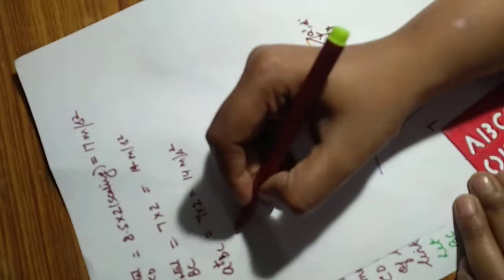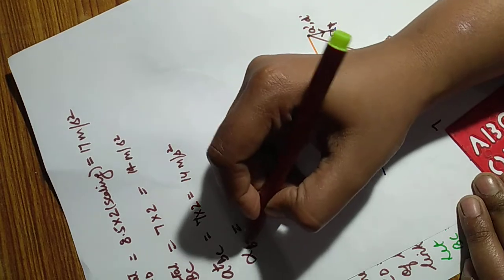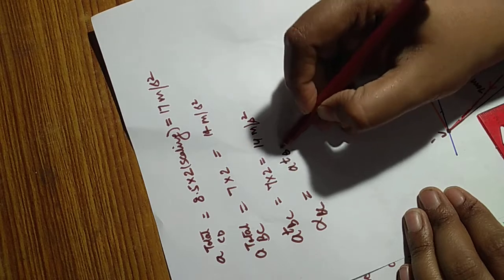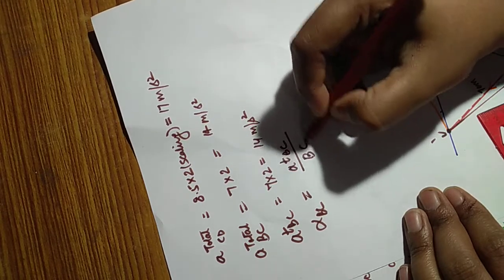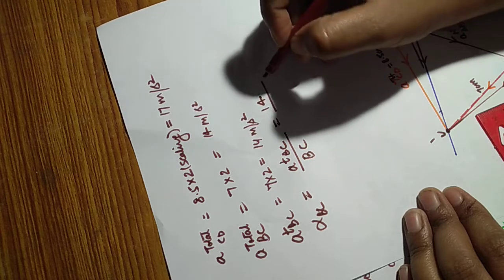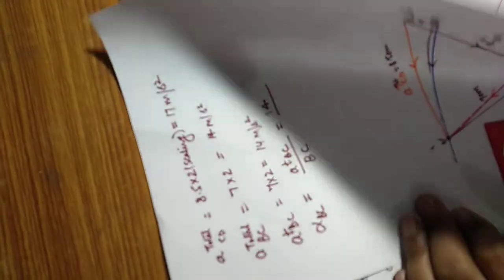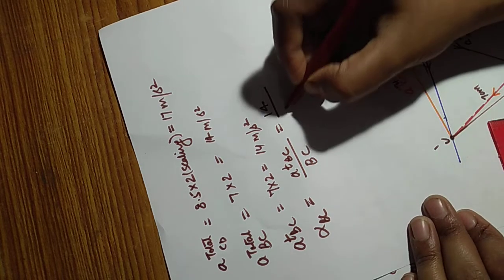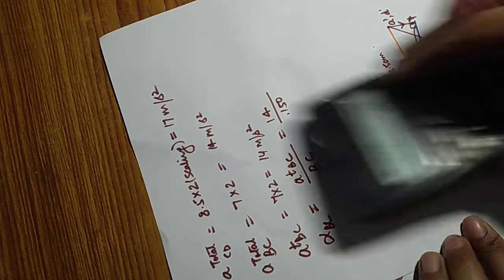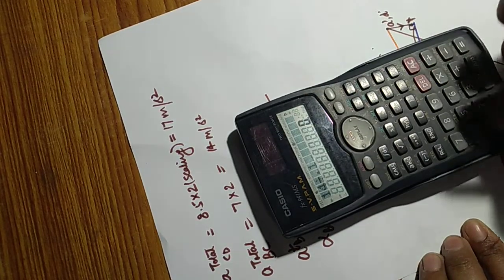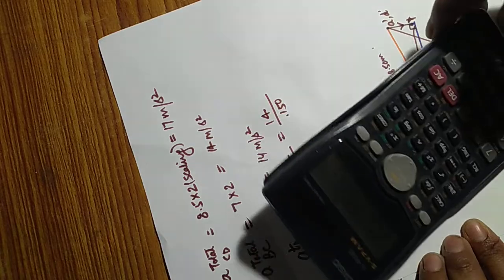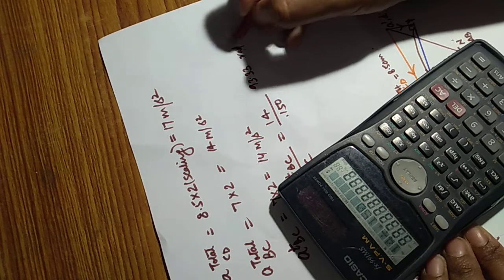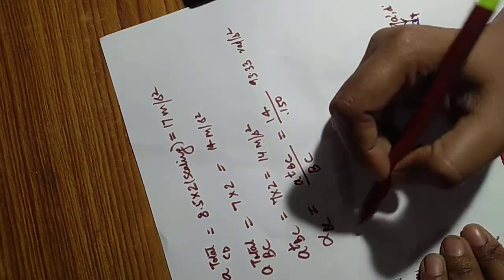Now if we want to find out the angular acceleration of BC, it could be found by dividing A tangential BC by its link length BC. So we have 14 meter per second square. What was BC given as? BC was given as 150 mm. So 0.150. 14 divided by 0.150 gives you 93.33 radians per second square. This is the angular acceleration of BC.